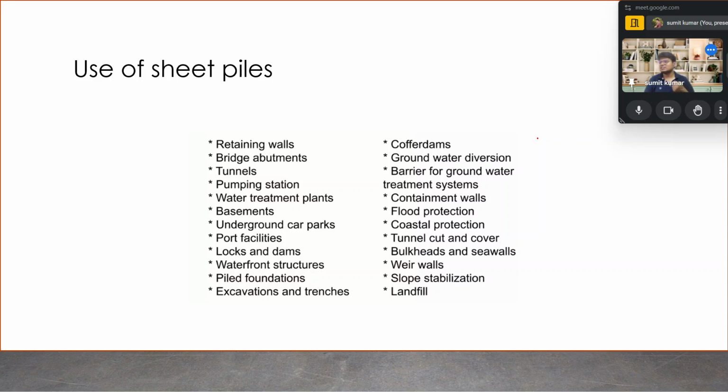Permanent sheet piles are also implemented, like those made up of concrete, could be implemented to prevent the flow of soil or the erosion of soil in those cross sections. Now the next one is the underground car park. Okay, obviously it is written in the true sense. Then the port facilities. In ports also the sheet piles are widely used. The locks and dams, waterfront structures, pile foundations, excavation and trenches are also some of the applications over there. If the excavation is needed over there also, we provide the sheet pile walls.